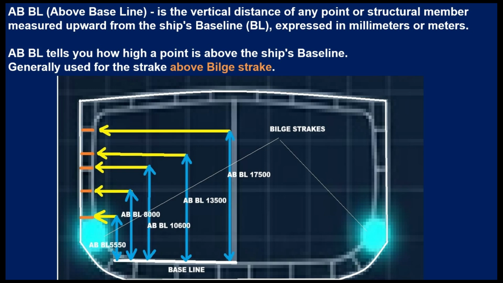In modern shell expansion drawings, you will frequently find values such as 5550 ABBL, 8000 ABBL, 10600 ABBL, 13500 ABBL, 17500 ABBL. These values represent important structural levels, including the tank top, stringers, and deck. Whenever you read an ABBL value, simply ask yourself one question: how high is this point above the ship's baseline? That's exactly what ABBL tells you.